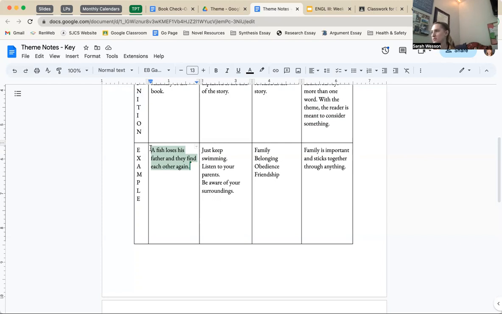Okay. The moral of the story, I put down several here for Finding Nemo. But the moral of the story could be reduced to these three at least. Just keep swimming. Listen to your parents. Be aware of your surroundings. Right? Those are all lessons that can be learned from the story. Some of them are even said explicitly in the story. Just keep swimming, right?